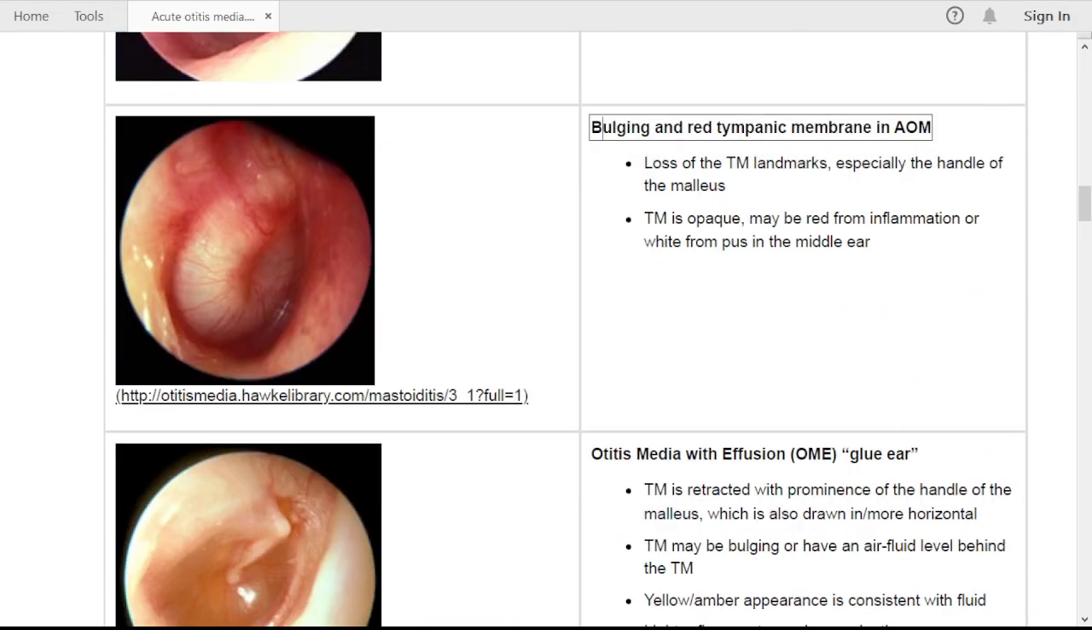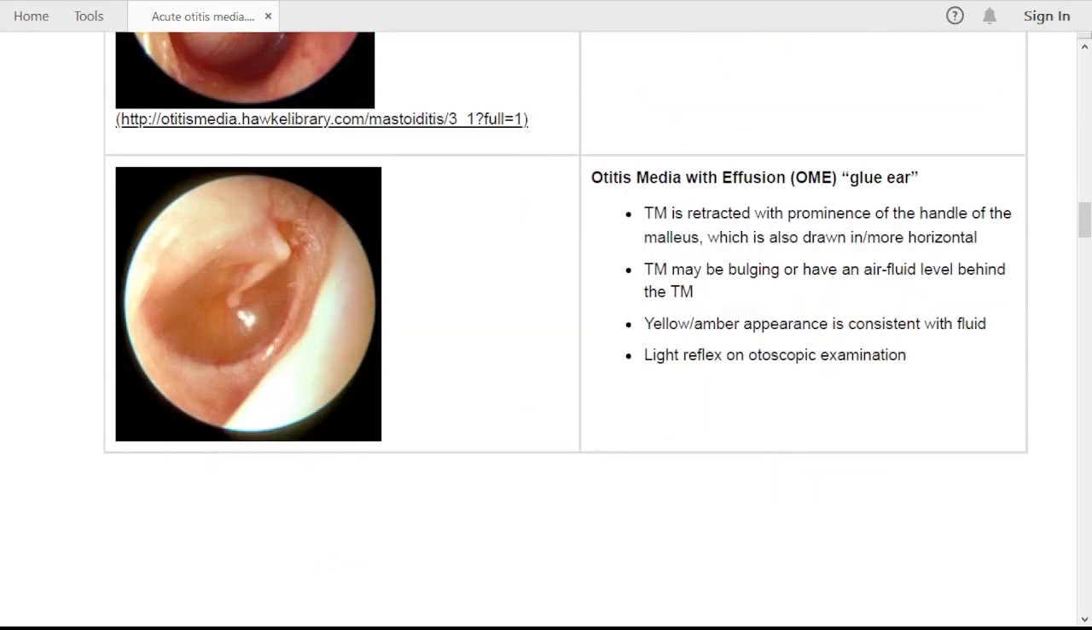Bulging and red tympanic membrane in AOM. Loss of the TM landmarks, especially the handle of the malleus. TM is opaque, may be red from inflammation, white from pus in the middle ear.